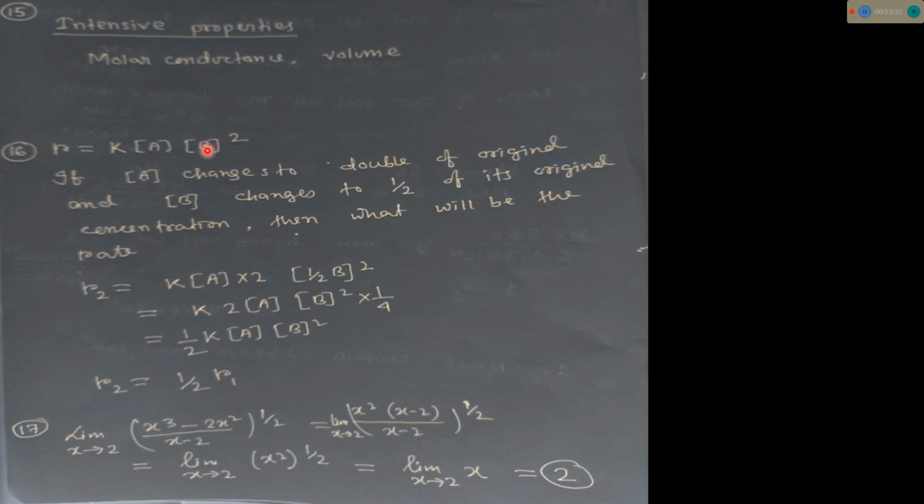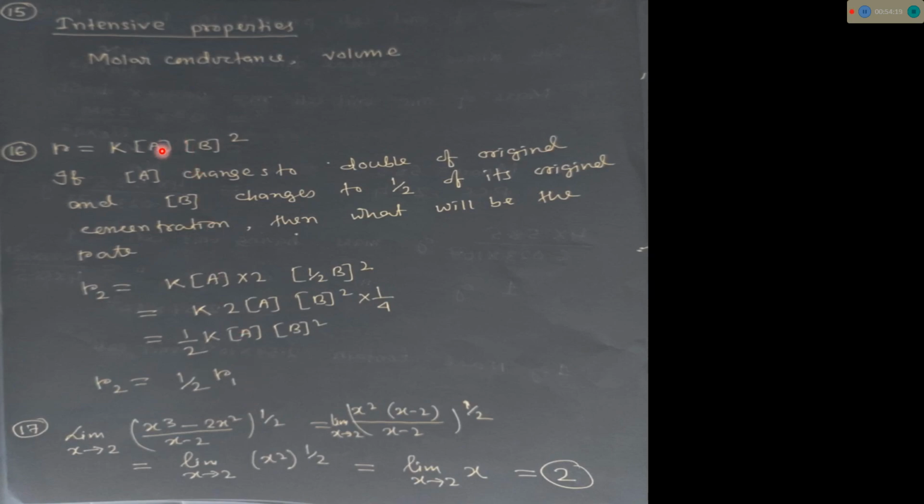Now what will be the rate of the reactions? So if you double the concentration of A, then the new reaction rate R2 become K. Since we double this concentration, we can multiply by 2, and since we reduce the concentration of B to half of the original, so this become half of B. Now if we calculate, then it will become half K A B square. So half means this whole square term become 1 by 4, this 4 and 2, half should be there. So the final rate of the reactions become half of the first reaction rate.